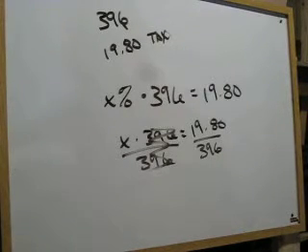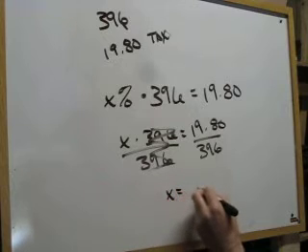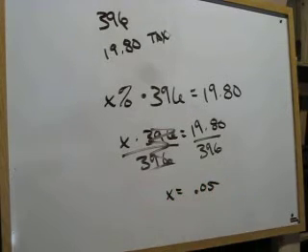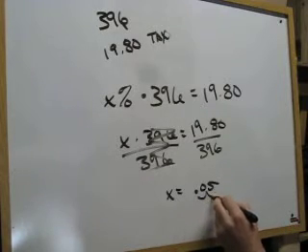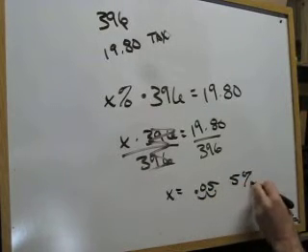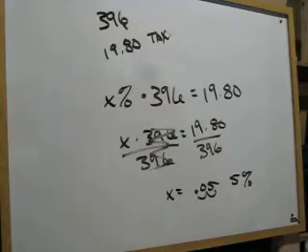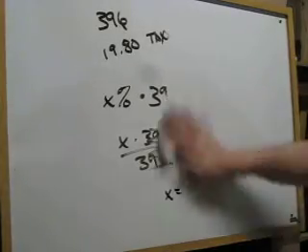is going to give us 0.05. That's not the answer though, because remember we've got to change it back to a percent, so we get 5% as far as our total tax for that stereo system.